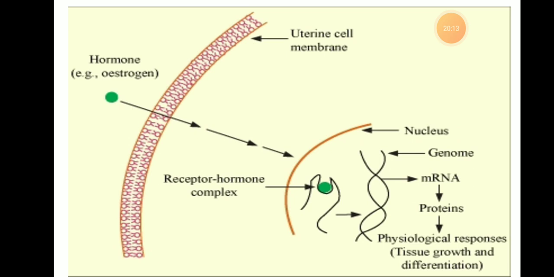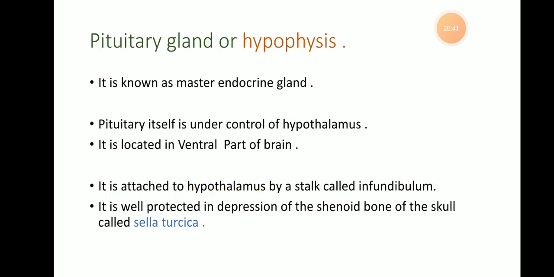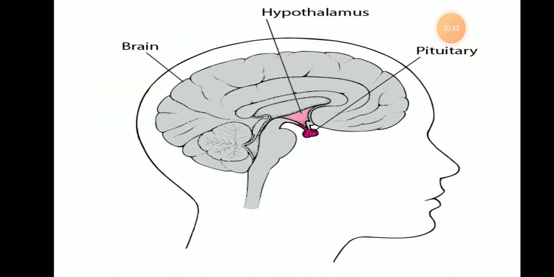So these different reactions take place by means of the intracellular mode, due to the intracellular reception. So these are the two modes of reception which take place by the hormone in the body. Then we turn toward the next part of this chapter, and this part is the major endocrine glands which are present in the human body.